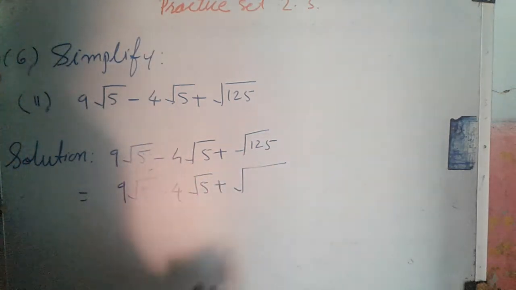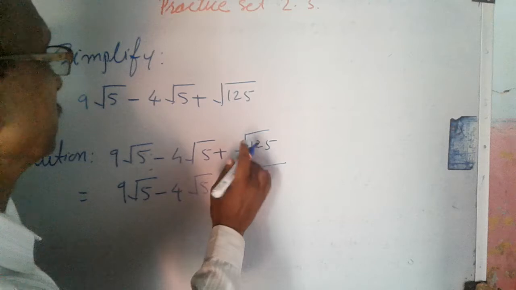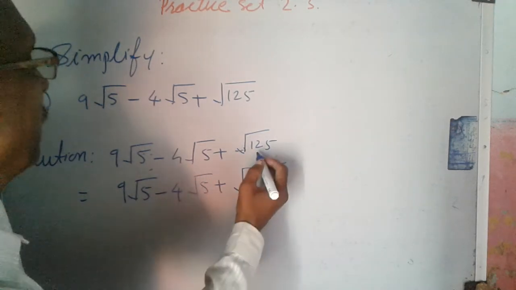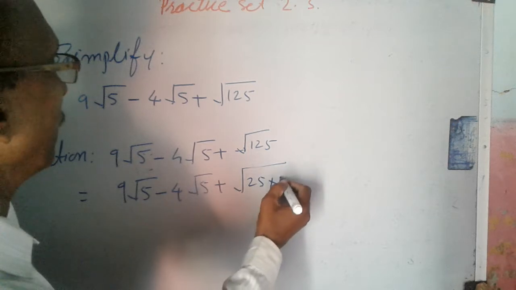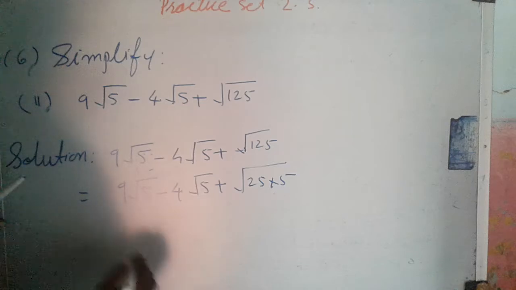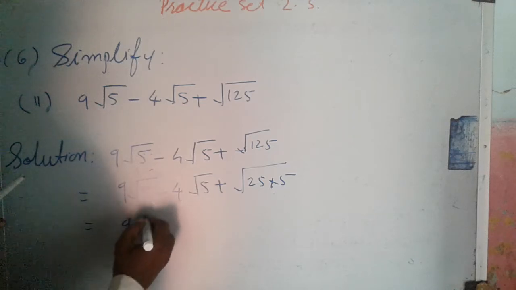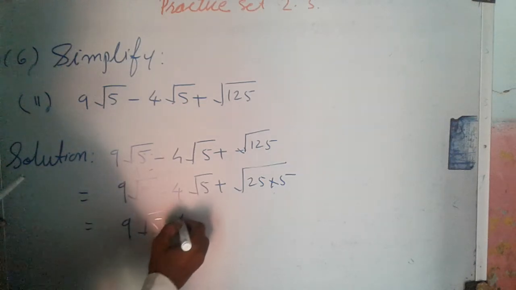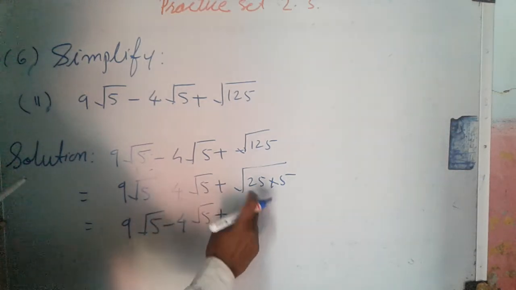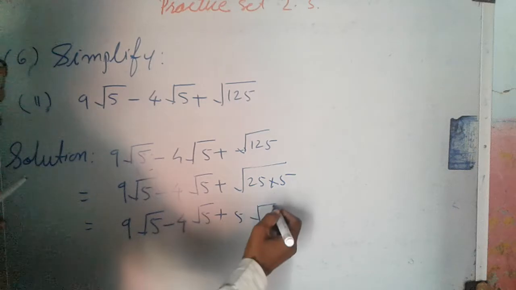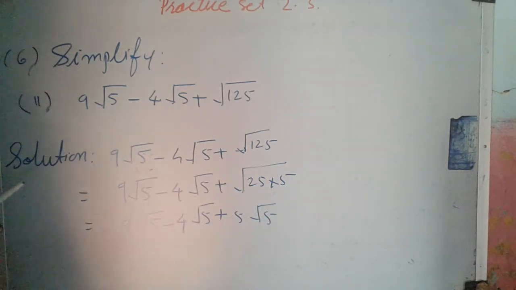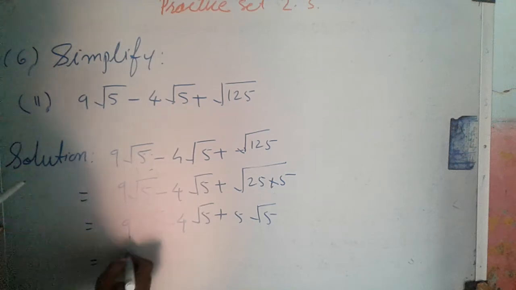For simplifying this, find the factors, two factors such that one factor is a perfect square. That means 25 multiplied by 5. 25 fives are 125. So here 9 root 5 as it is, minus 4 root 5 as it is, plus square root of 25 is 5, root 5. Now all surds are similar surds. Now we can add and subtract here.